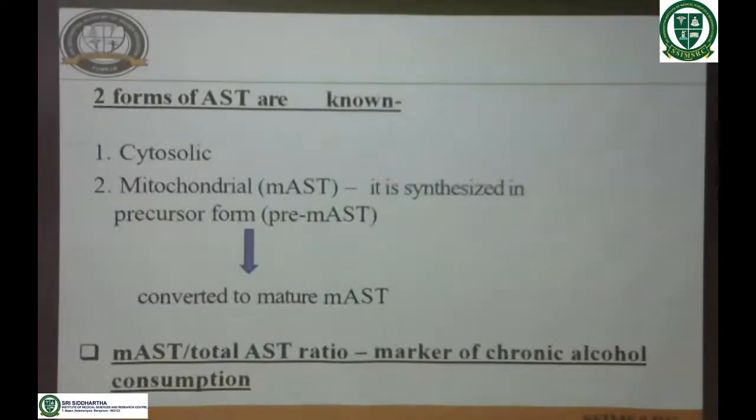So this completes the practical. All this comes under the diagnostic significance of AST and ALT. So this will complete your practical class of estimation of AST and ALT by the KT method.